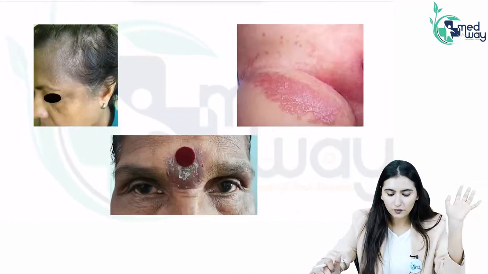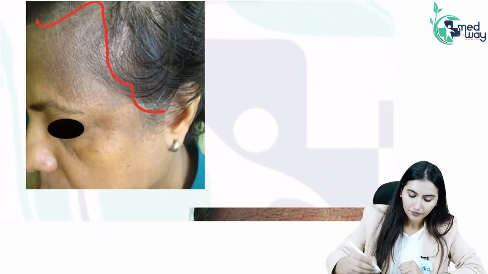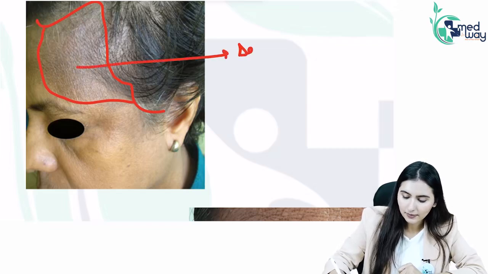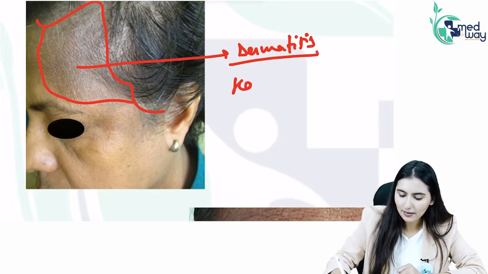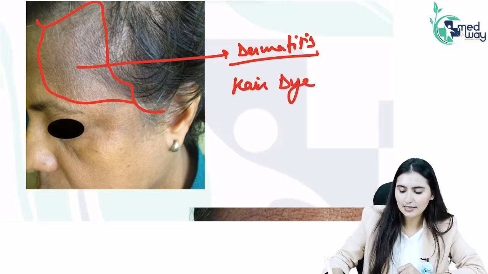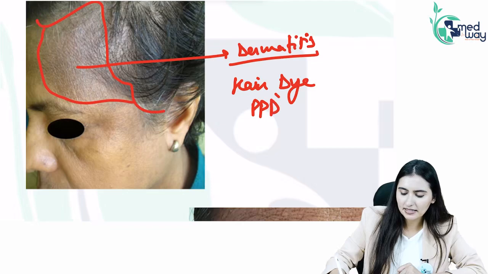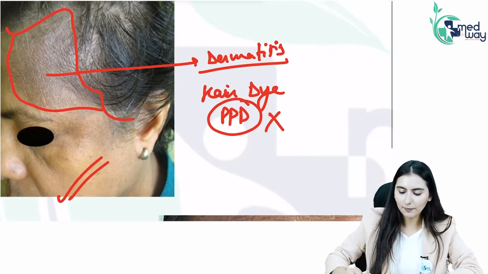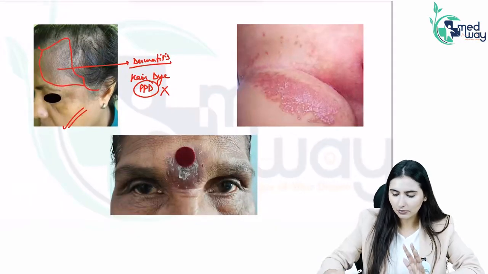I'll show you the images of this. See, this is the hair, and over here you see irritation. This is like dermatitis. So what is this? This is hair dye. What is the allergen in hair dye? PPD. PPD is in hair dye. You have to avoid it if somebody has this. Okay, so this is hair dye dermatitis.